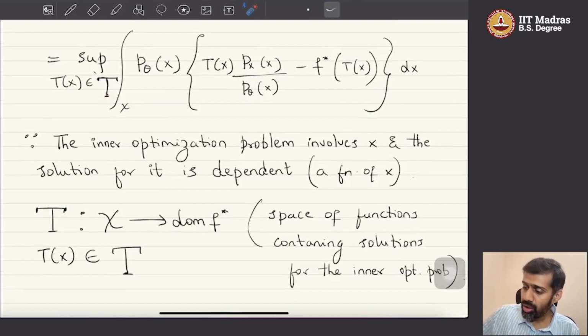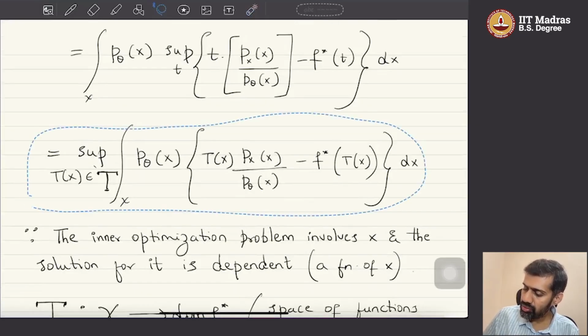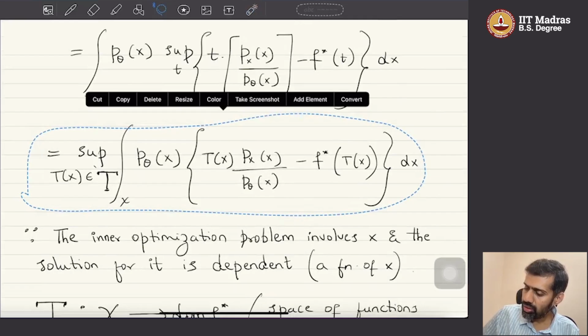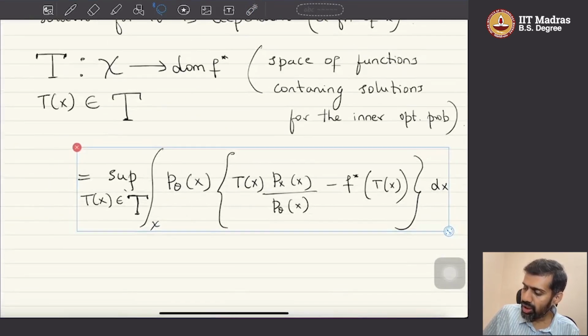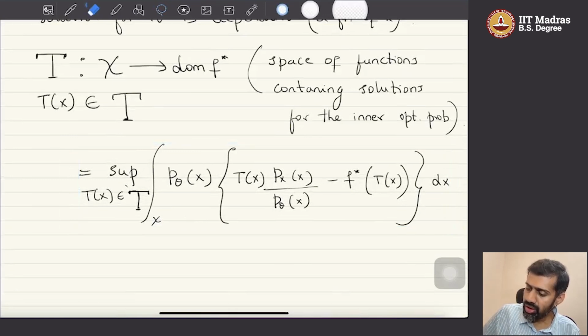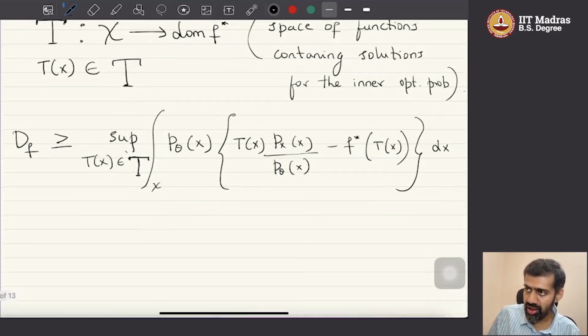Okay, but there's a problem. So the issue is that while this is true, this may not be a strict equality. Okay, this will become an inequality. So remember that our RHS was the divergence measure, F divergence. Now this will become an inequality. So why does that become an inequality?